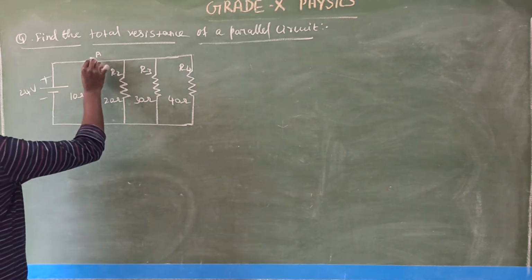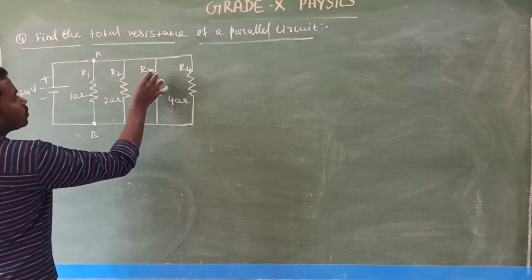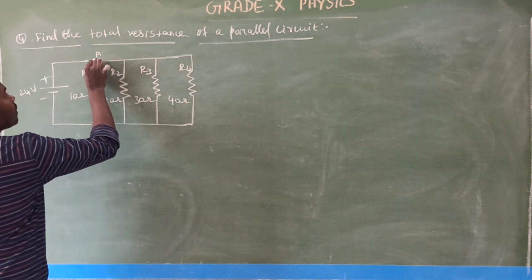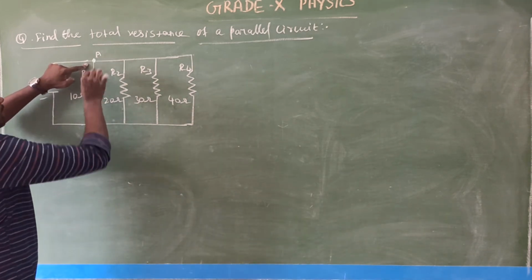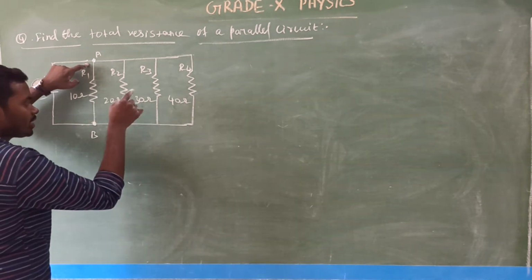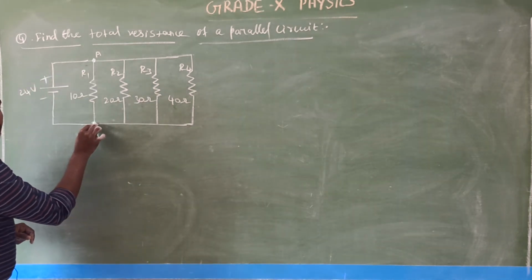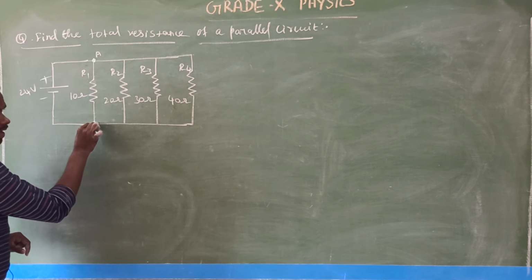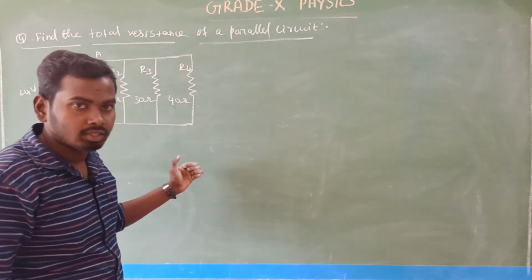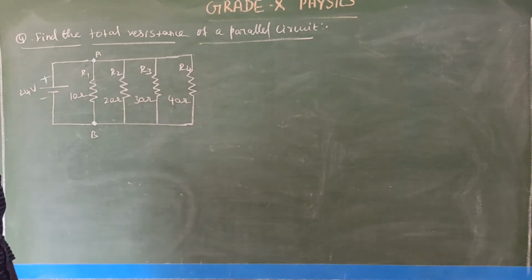Because look at here, this is one resistor, this is one, that is one, and that is another one. One end of all the resistors is connected at a single point here, point A. And another end of resistor 1, resistor 2, resistor 3, and resistor 4 is connected at the same point B. These 2 points are connected across the 2 terminals of the battery. So this is what circuit? Yes, that is a parallel circuit.